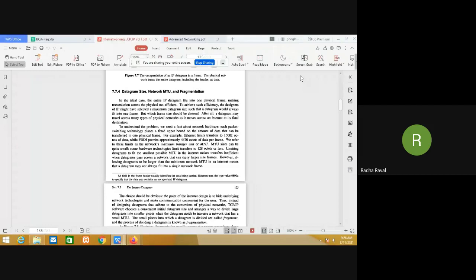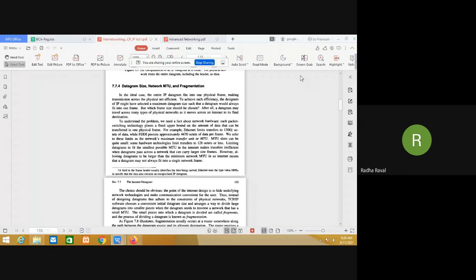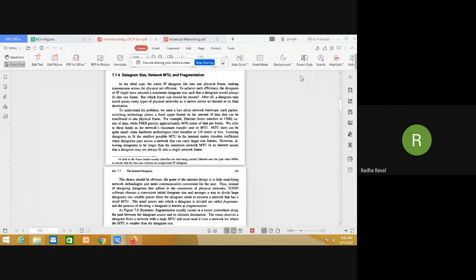However, allowing datagrams larger than the minimum network MTU in the internet means that the datagram may not always fit into a single network frame. It does not always happen that your datagram will fit into a single frame. Suppose your data is more than 1500 octets. What can you do at that time? Fragmentation is required. That is known as fragmentation: you divide a datagram into chunks, small pieces, so you can put them into one frame.